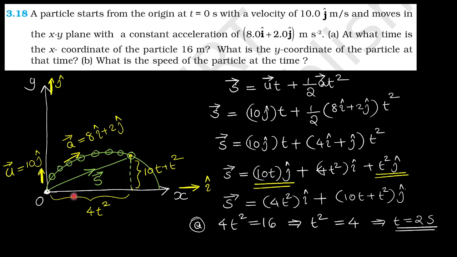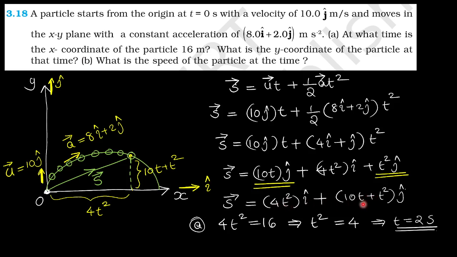it has x component as well as y component, right? The displacement has x component as well as y component. So s equal to 4t square i means that the displacement has 4t square along i direction, and 10t plus t square displacement along y direction. That is the meaning of this equation.